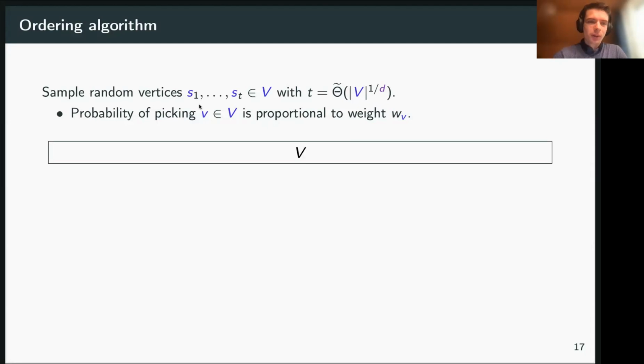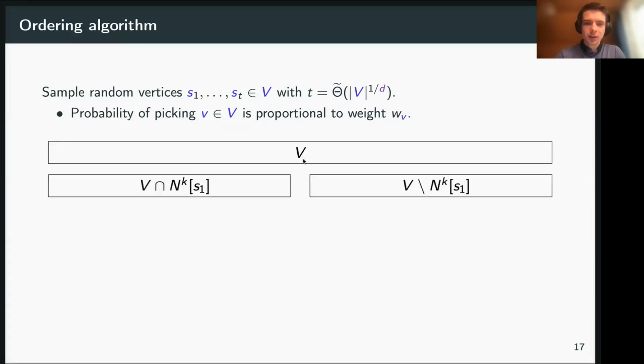Okay, and when we have this subset of vertices, it can be a multi-set. We don't care if we sample the same vertex again. It doesn't really matter. We now do the following. We start with a single bag V with all vertices. And we take the first sampled vertex S1, and we divide this bag into two bags. The first bag are vertices that are in the k-ball of S1. They're not further than k from S1. And the other bag are the rest of the vertices that are further.